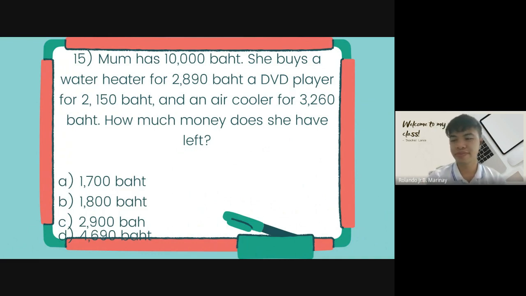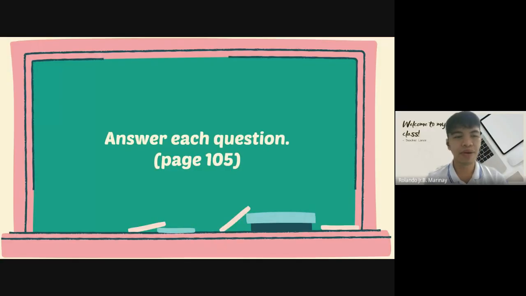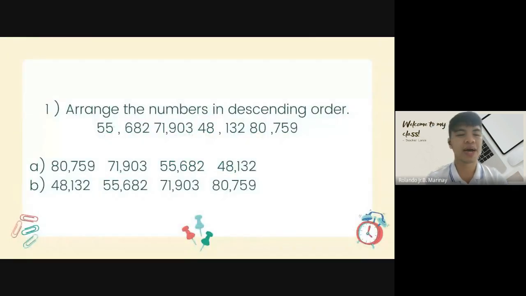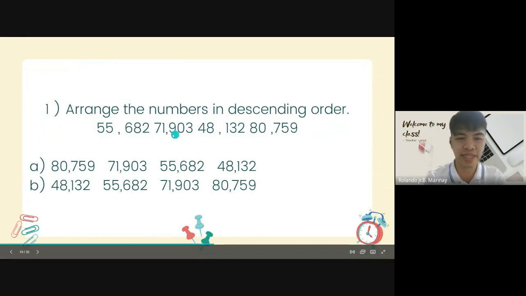Now let's go to page 105. Ready? Okay. Number one. Answer each question on page 105. Number one, arrange the numbers in descending order. These are the numbers that are given.